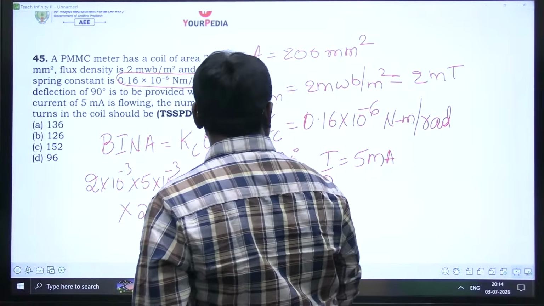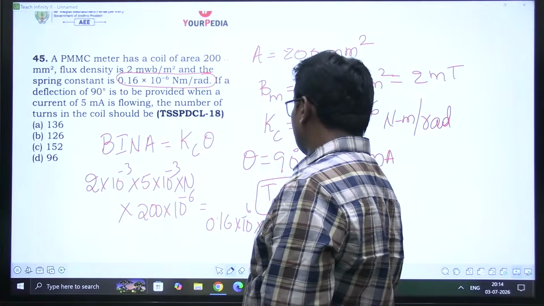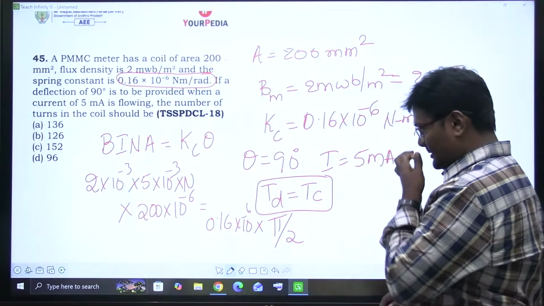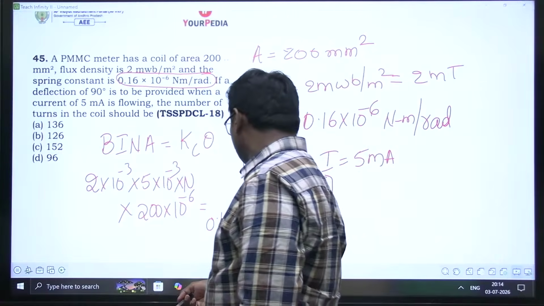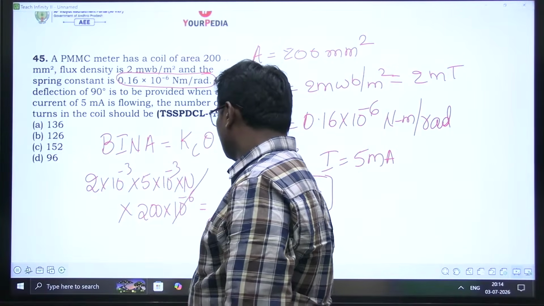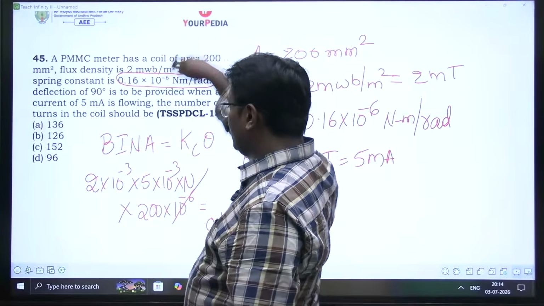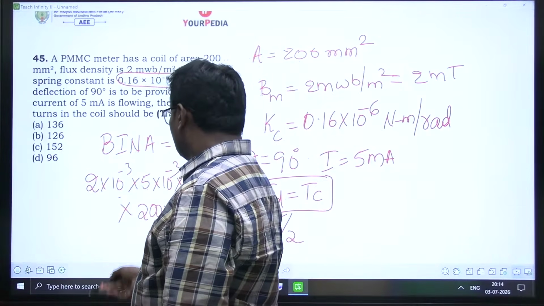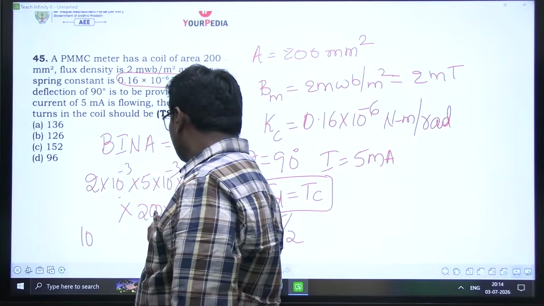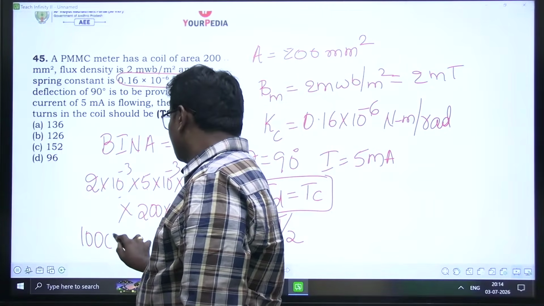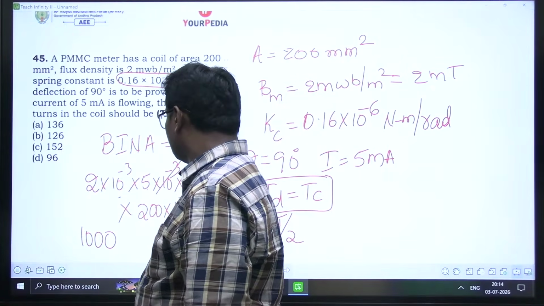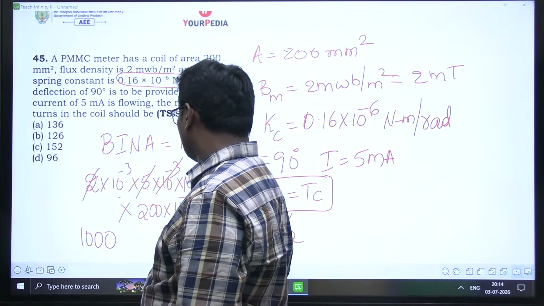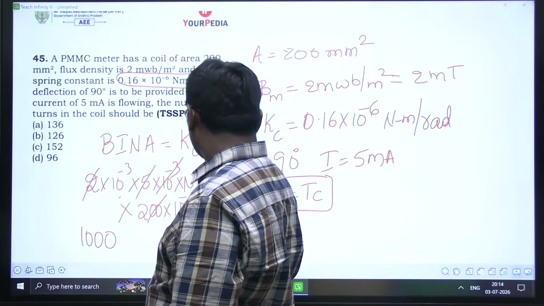And the theta value is 90 degrees. I can say that it is pi by 2. Theta value is pi by 2. So convert into radians. 10 to the power of 6, 10 to the power of 6 is cancelled. 2 into 5 is 10. So here it is 10. And these two zeros means 1000, 10 to the power of 3. 1 is gone, and these two are also gone. 2 into 5 is gone, and these two zeros are also gone.